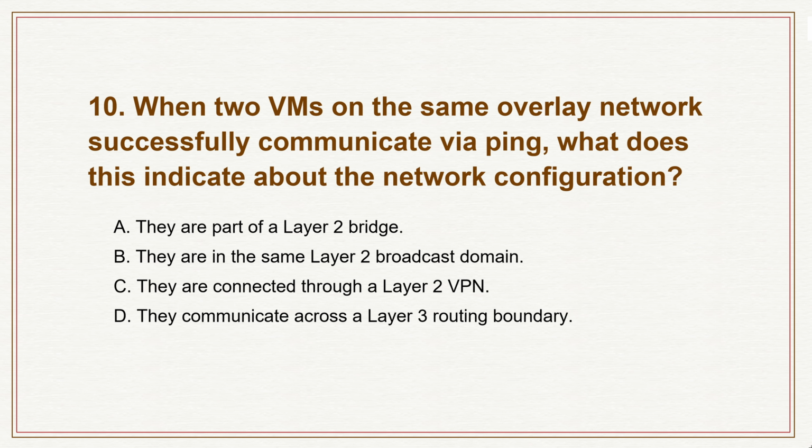So the correct answer is: if two VMs on the same overlay network can ping each other, it means they're within the same Layer 2 broadcast domain. This confirms that the virtual network is functioning as intended, allowing devices to communicate directly without routing.